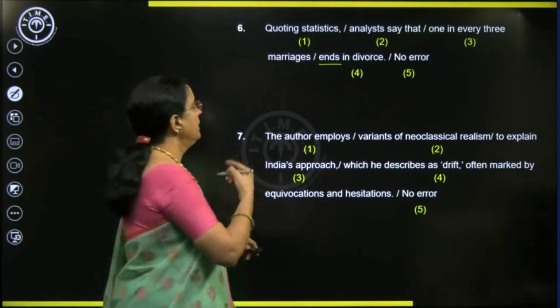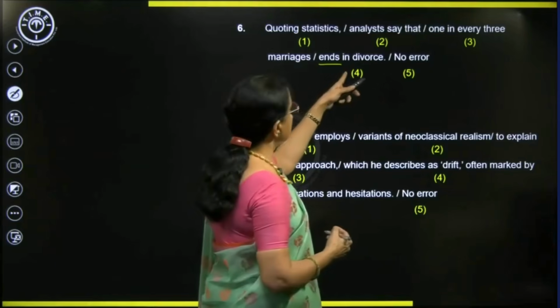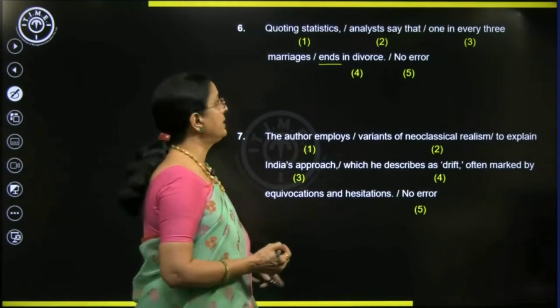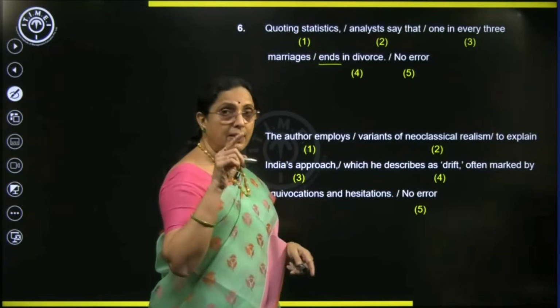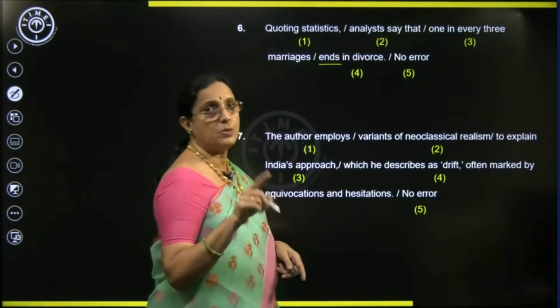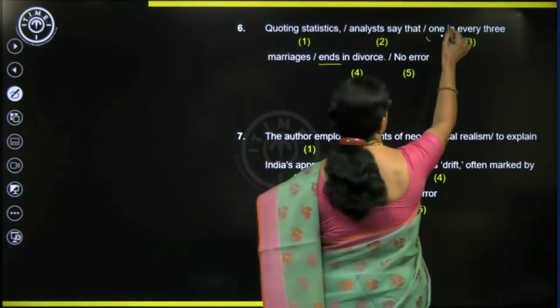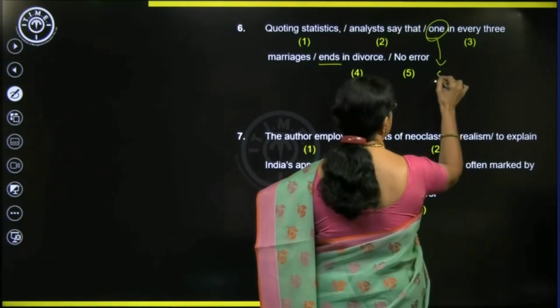All right. So, what's the verb? What ends in divorce? What's the subject here? 1 in every 3 marriages. Not every 3 marriages. Not even 3 marriages. What? 1. 1 is the subject. 1 is singular or plural? Singular.